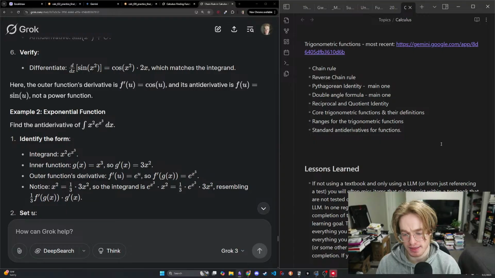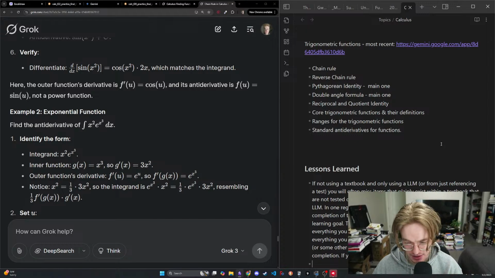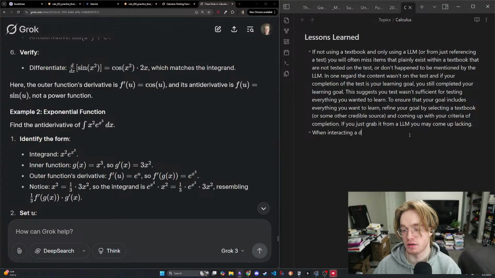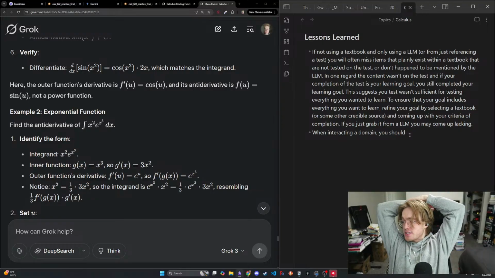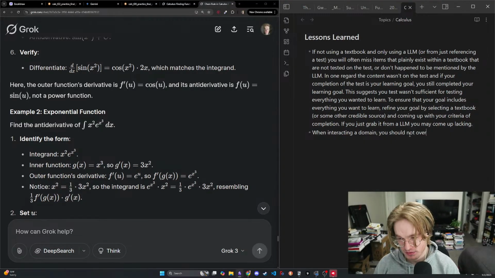Okay, I think that is an important lesson. If I spend more time on it, I think I could boil that down better. Right now it's a little verbose. And then I also think when interacting with the domain, you should not overly focus, or let's see, you should have a correct level of focus.